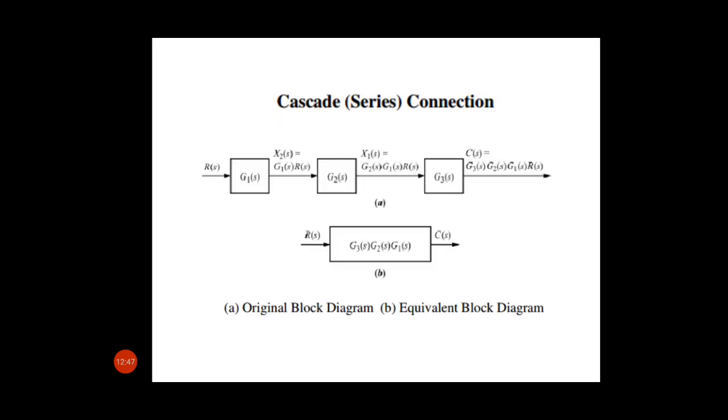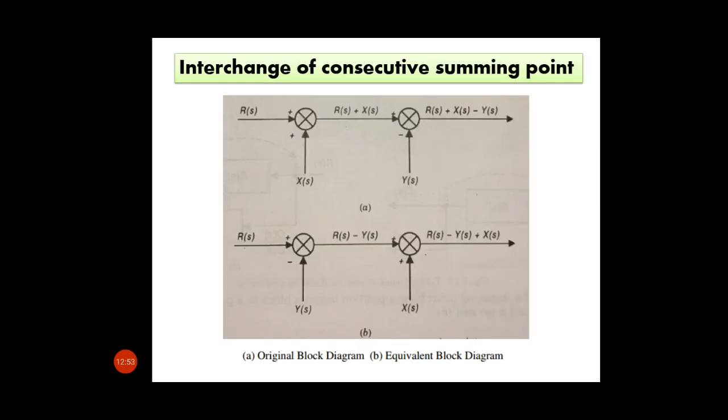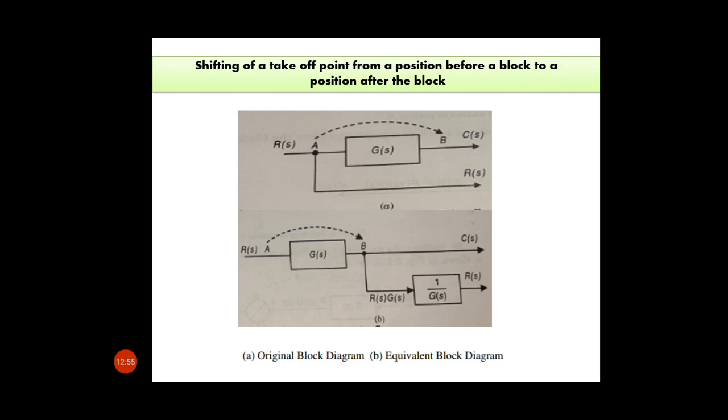There are various rules like cascade connection, parallel connection, interchange of consecutive summing points, and shifting of a takeoff point from a position before a block to a position after a block. There are 10 to 11 rules for reducing a block diagram, which I will discuss in the next class.